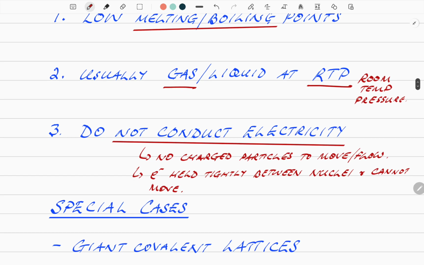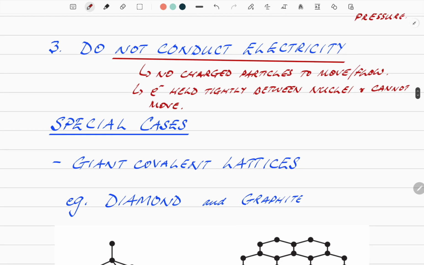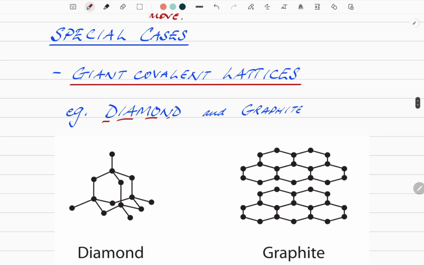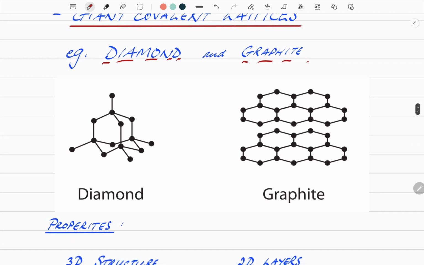All right. Special cases of giant covalent lattices, where they're not simple molecules but giant covalent lattices. A couple of examples, which I'm sure you're familiar with: diamond and graphite. This is how they look. With diamond, you've got each carbon atom bonded in what's called a tetrahedral structure to four others. So 1, 2, 3, and 4. And this is three-dimensional.